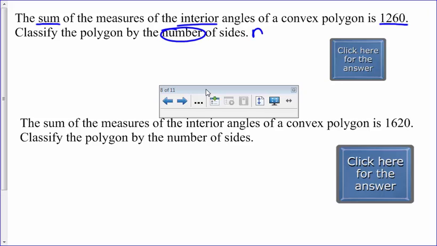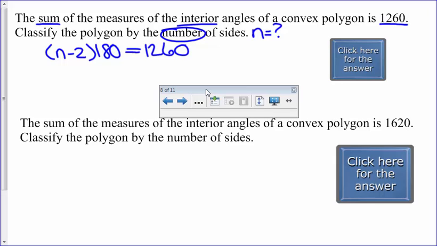So we're actually solving for n this time because they don't give us the number of sides. But they give us enough information: the sum of the interior angles. Well, that formula is (n minus 2) times 180. They tell us that the sum is already 1260, so I'm going to set it equal to 1260 because that's what our total is.